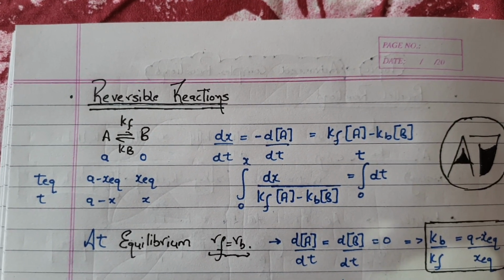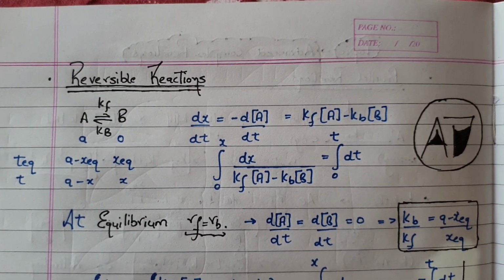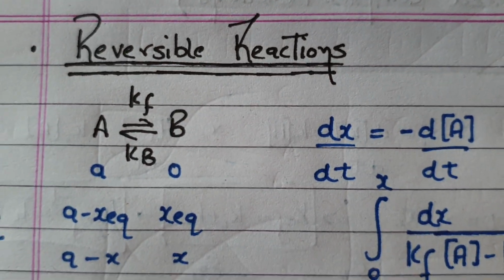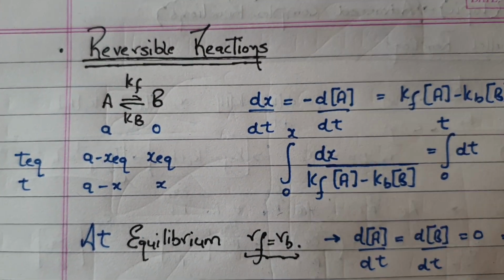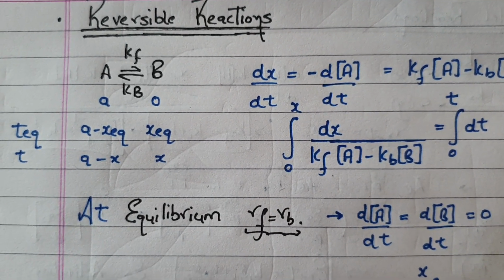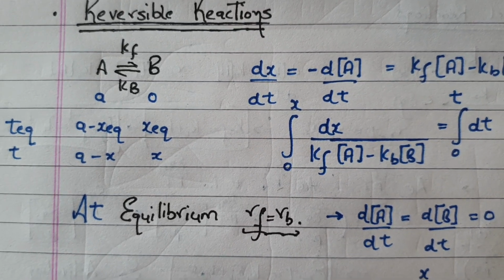Now for the next topic, that is reversible reaction. It is a bit more complicated than the first part, so let's just start with it. Here A is getting converted into B and B is also getting converted into A. So the rate constant of the forward reaction is Kf and backward is Kb.